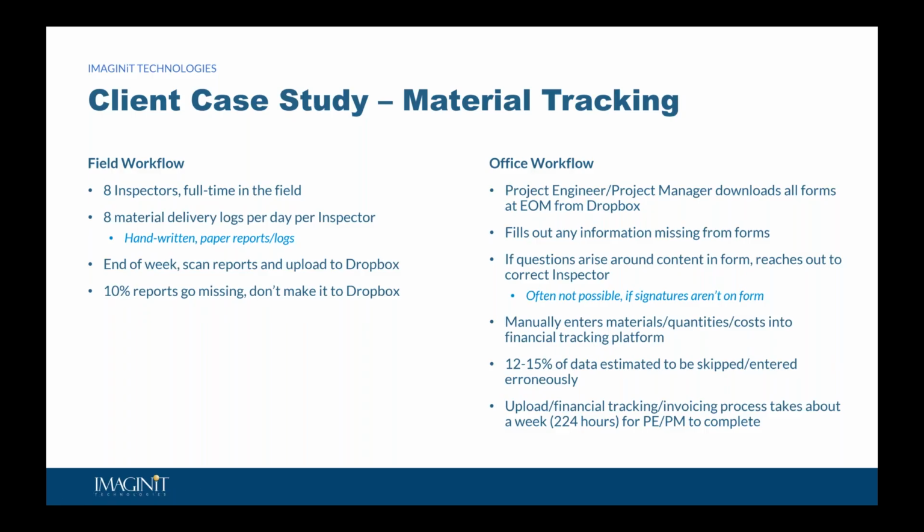So we think about the risk here, right? If a form didn't have a signature, there's no way to clarify questions with the field inspector who originally filled it out. What that means is our project manager is going to have to guess or skip a lot of that data altogether. And the result was that about 12 to 15% of this organization's data was either missed or entered incorrectly. And it didn't stop there.